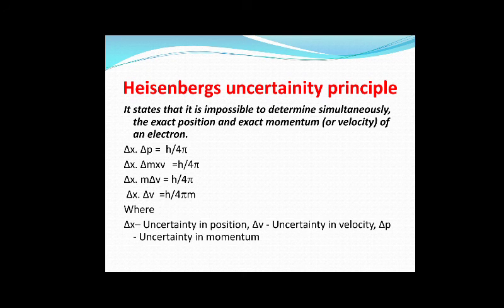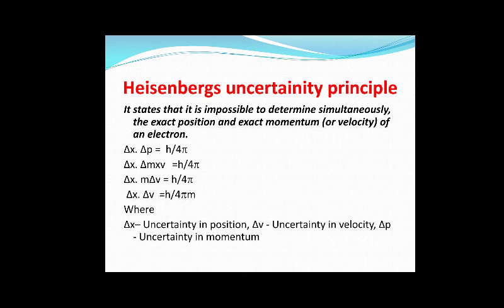Mathematically it is equal to delta x into delta p is equal to h upon 4 pi. Delta x here is the uncertainty in the position and delta p is the uncertainty in the momentum. h is Planck's constant, 4 is constant, pi is also constant, that value you know. So mathematically delta x into delta m v, as you all know, momentum p is always equal to mv. Thereby in place of p you can write mv, that is equal to h upon 4 pi.